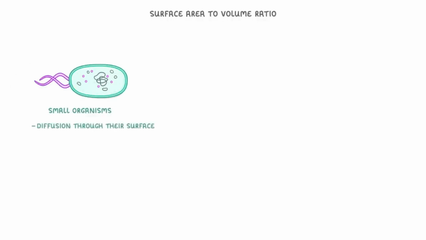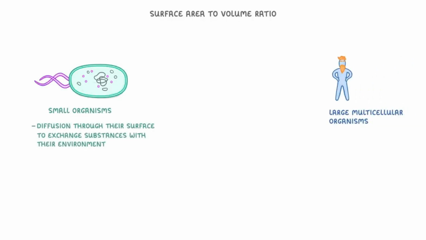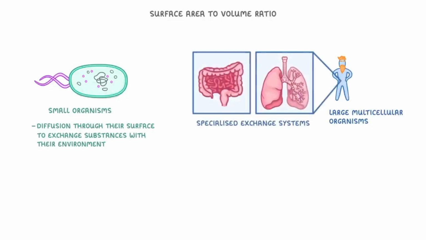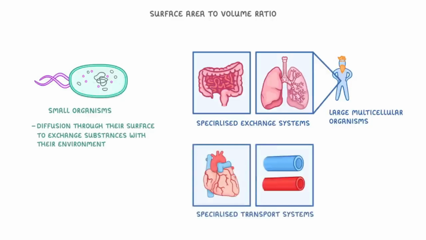In this video, we're going to look at the idea of surface area to volume ratio. And we're going to use it to explain why small organisms, like single-celled bacteria, can rely on diffusion through their surface to exchange substances with their environment. But large multicellular organisms, like ourselves, require specialized exchange surfaces, like the lungs and intestines, to get things in and out of our body, and also require specialized transport systems, like the heart and blood vessels, to transport those things around.